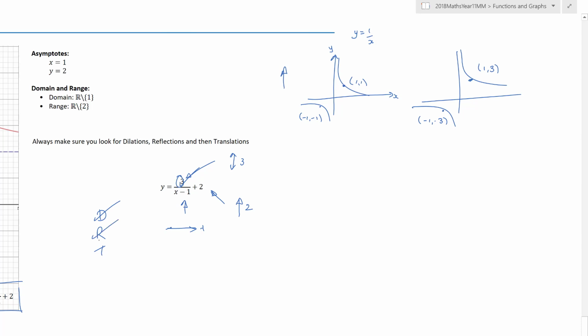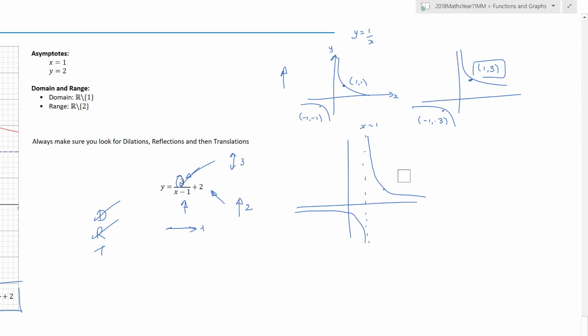There aren't any reflections, so done. So now my translations, and it doesn't matter which way you do it first, so I always do horizontally first. Quick sketch. Now I'm going to draw my asymptote because I'm going to move it 1 unit, so I automatically know my asymptote is x equals 1. Quick sketch, because again, it's not moving up.